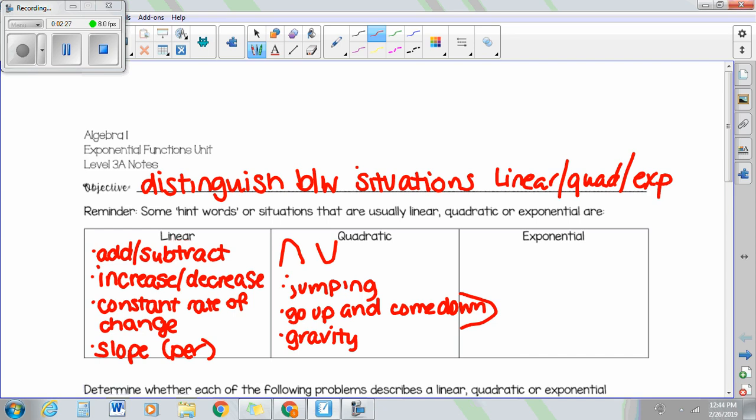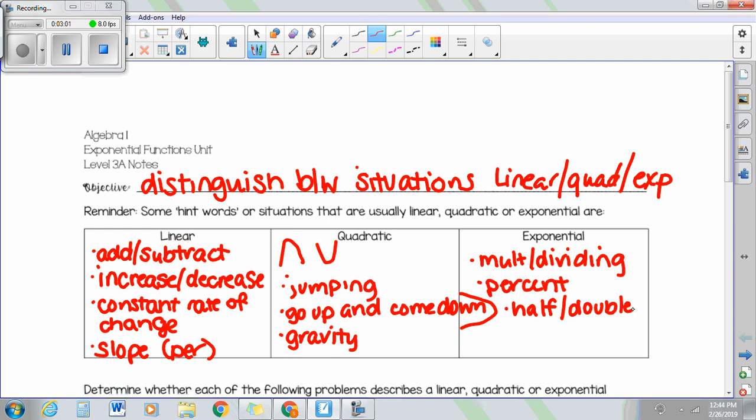Exponential is, if you'll remember, multiplying or dividing patterns. So anything where it is increasing by a certain percentage, because percentages are multiplying. Along those same words, we have a lot of words that mean multiply by a specific thing. So for example, half is a word that means you're dividing by 2 each time. A lot of times you'll also see things like double, meaning you multiply by 2, or triple, quadruple, all of those words that mean multiplying.